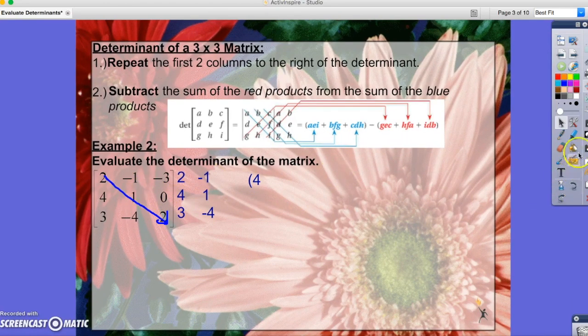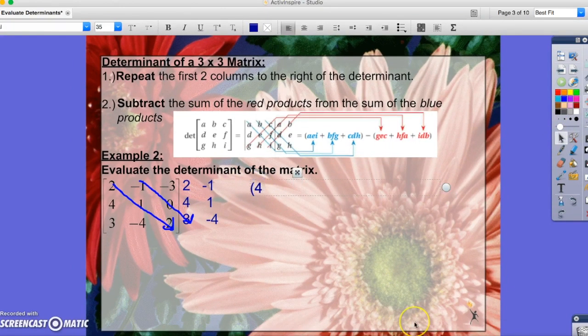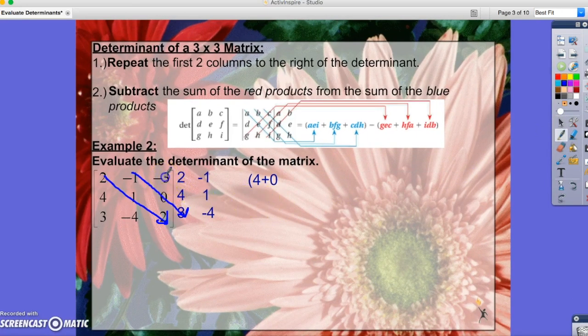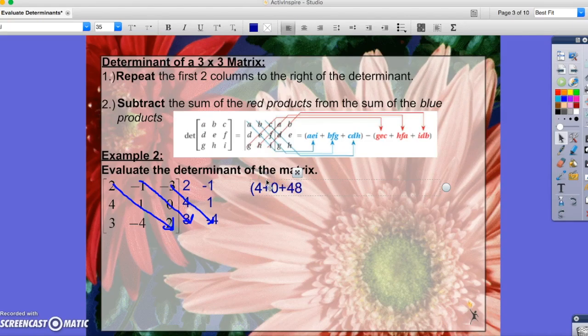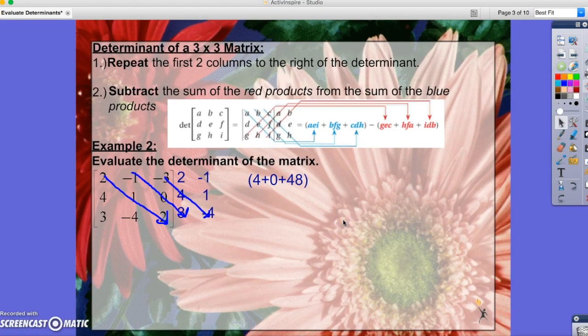Then I do my next down diagonal, negative 1 times 0 times 3. Negative 1 times 0 is 0. 0 times 3 is 0. Put plus 0. Then I do negative 3 times 4 is negative 12. Negative 12 times negative 4 is positive 48. That's my first set of diagonals. They're all in a parenthesis. Are we okay so far?